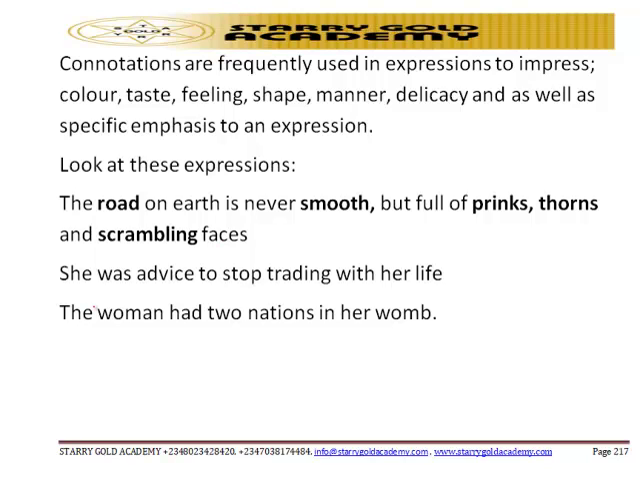Now the next example says, she was advised to stop trading with her life. This is a proverbial way of saying. This is a ridiculous way of saying. This is not plain words. Maybe such a person is a prostitute or something similar to that. So she was advised to stop that act for her not to end her life in a sudden death. Now look at the next example. He says the woman had 2 nations in her womb. He's talking about the woman that is pregnant, having twins if possible.